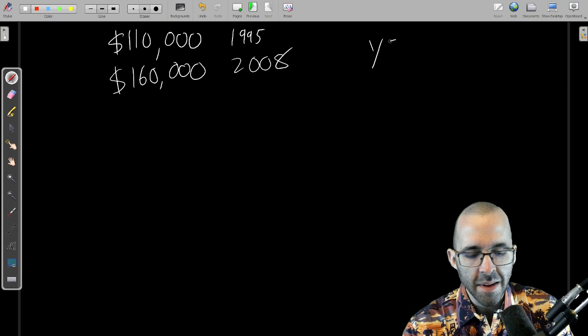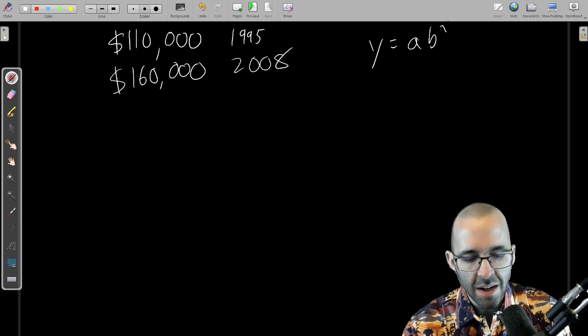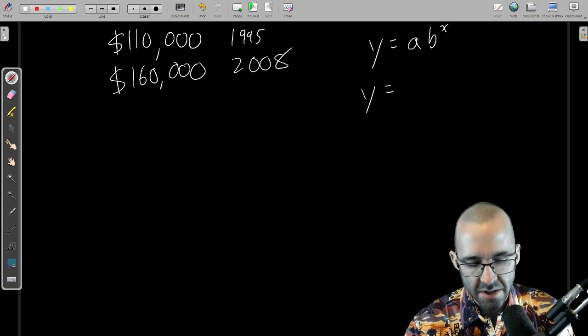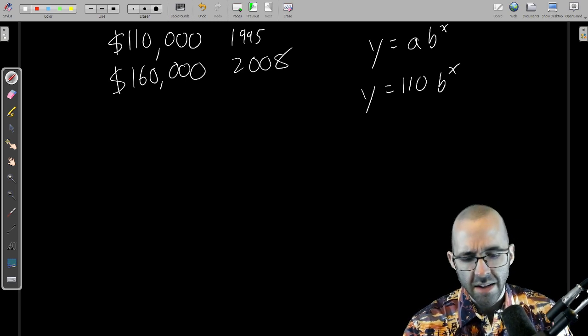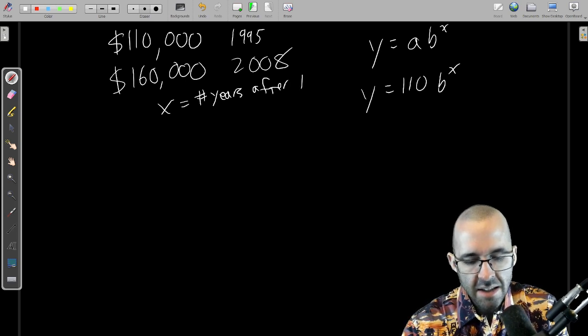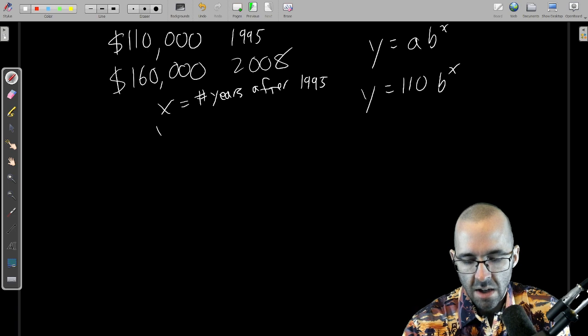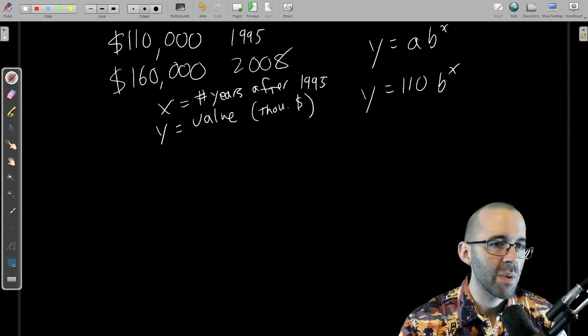So this is like the problem that we did in the notes. Okay. Y is A times B to the X. And we know our starting value is 110,000. I'm going to write it as 110. Let X equal the number of years after 1995, and Y equal the value in thousands of dollars. That way we just don't have to write as many zeros everywhere.